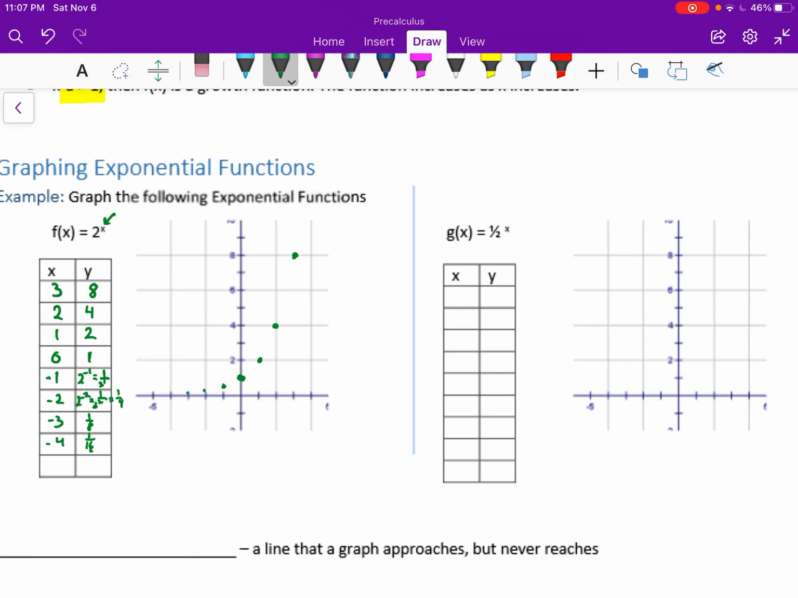And so our graph is going to look something like this. Down here at the x-axis, I'm going to put a dashed line here. This indicates the graph will keep getting closer and closer to the x-axis, which is y equals 0, but it won't ever reach it.